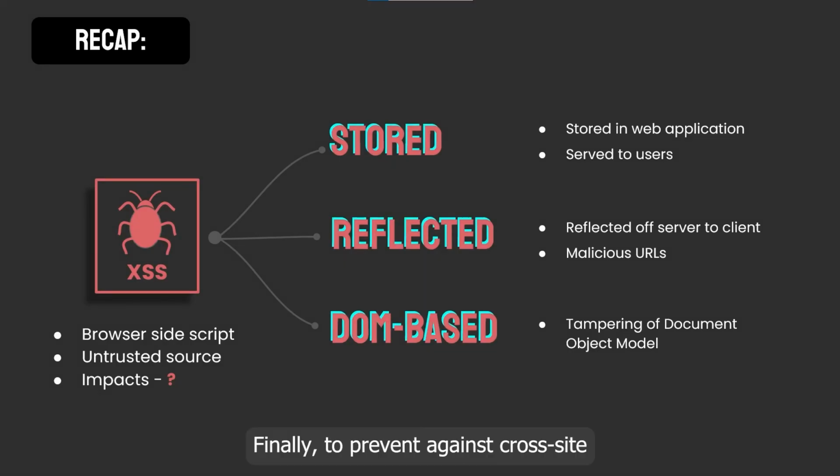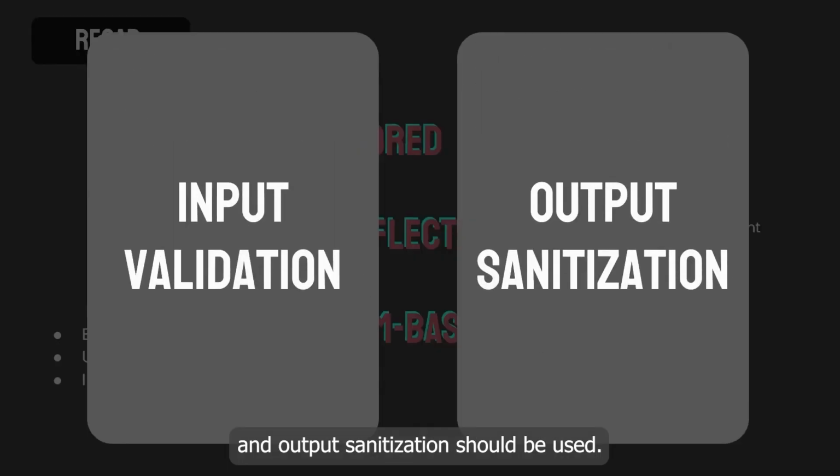Finally, to prevent against cross-site scripting, input validation and output sanitization should be used. When implemented correctly, they can help to filter malicious input from entering the web application, and also prevent these payloads from being interpreted as malicious code on the browser side.